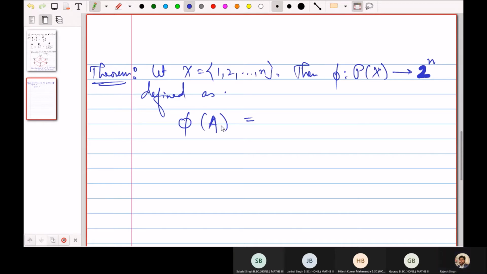then we can define phi of A equal to (x1, x2, ..., xn), where x1 can take what values? What are the values for x1?